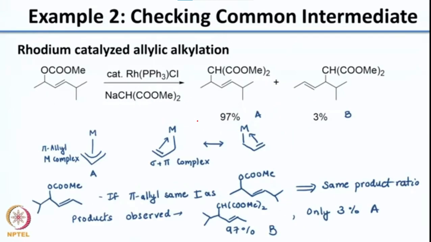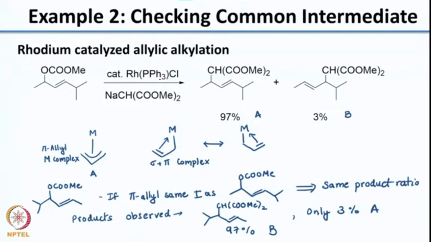Then we have discussed the second example where the rhodium catalyzed allylic alkylation reaction is taking place. So here you can see we have a pi-allyl system, right? Why do we call this a pi-allyl system? Because with oxygen you can see this is an allylic bond and a pi bond is there, so it is called a pi-allyl system. And here we have a catalyst, that is rhodium PPh3 chloride.